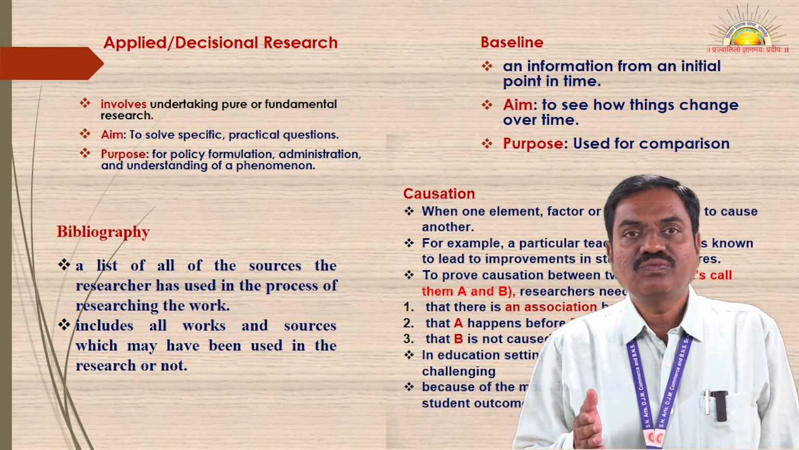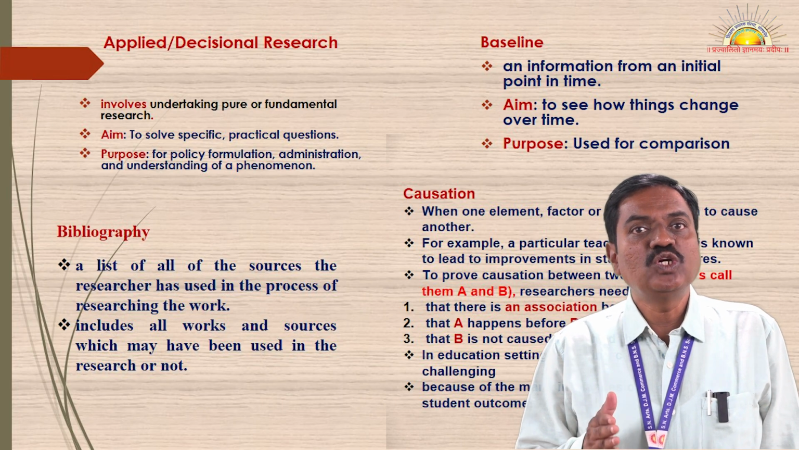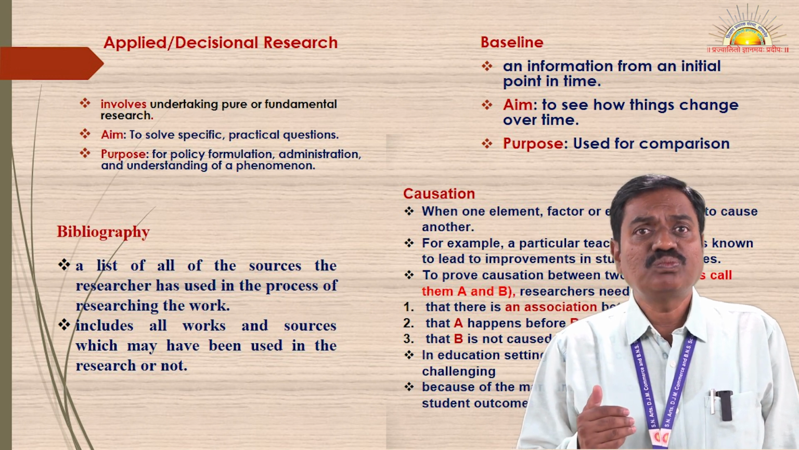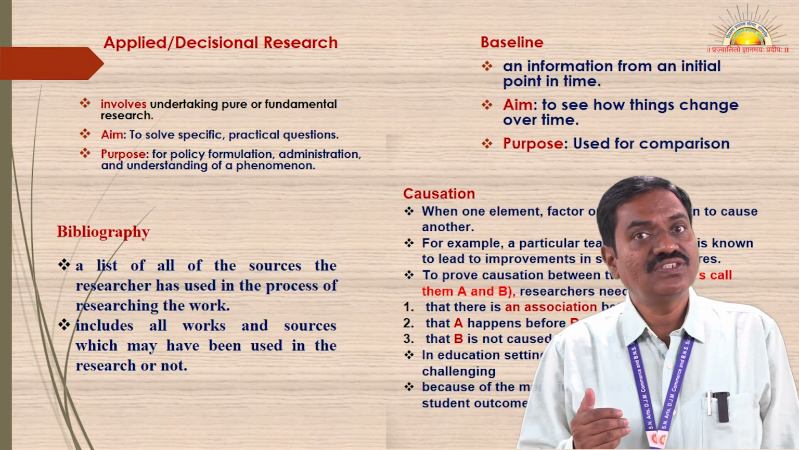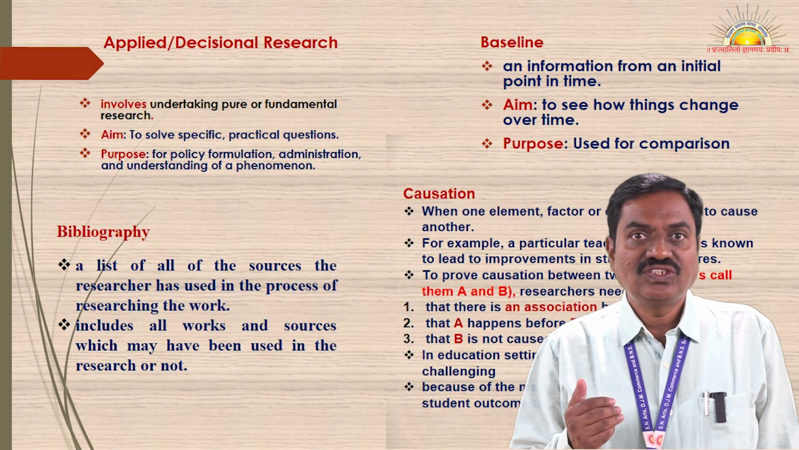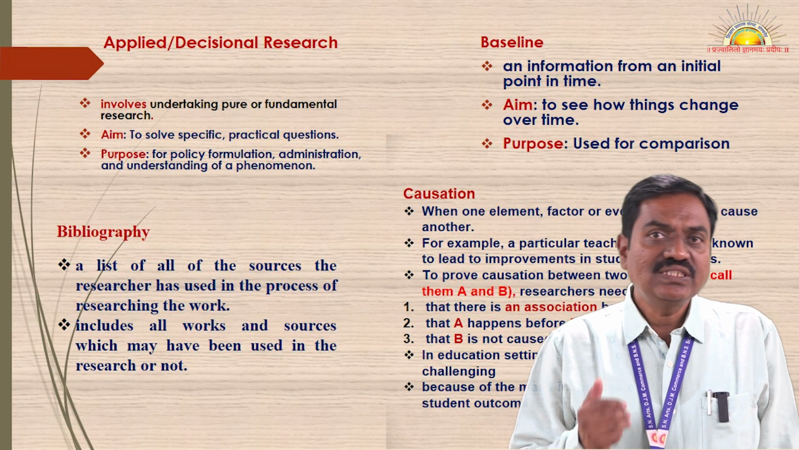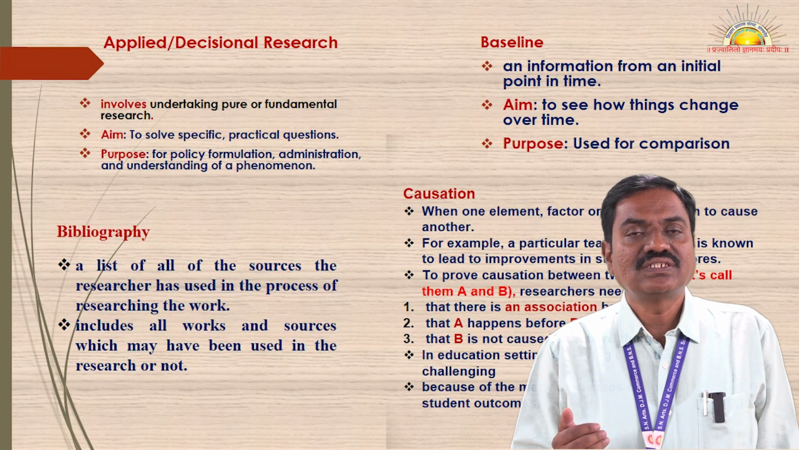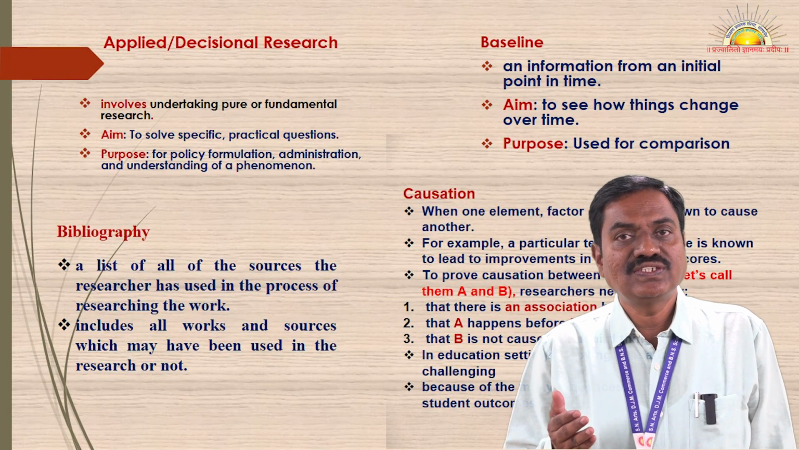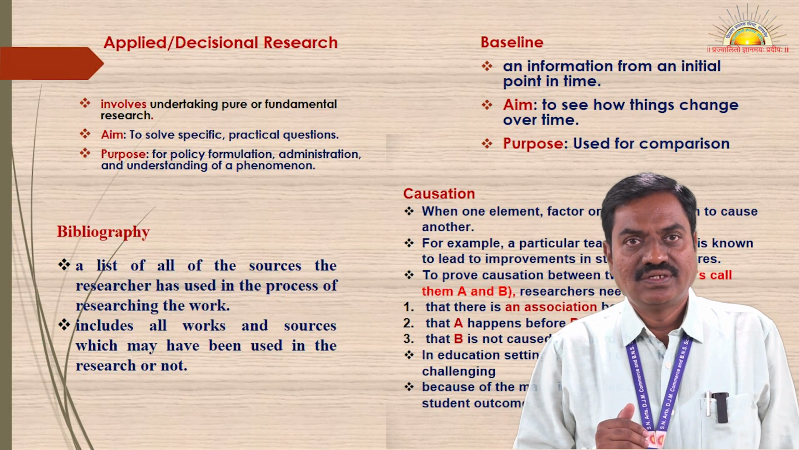The next term that we are familiar with is bibliography. A bibliography is a list of all the sources the researcher has used in the process of researching the work. This may include all works and sources which may have been used in the research or not.